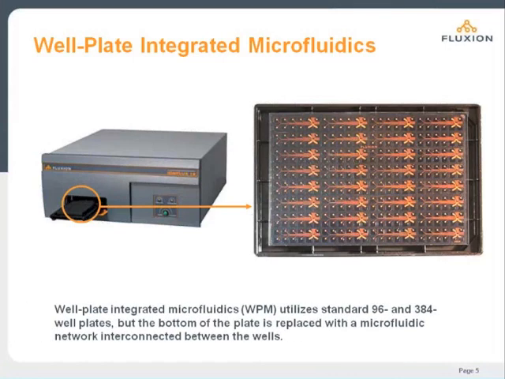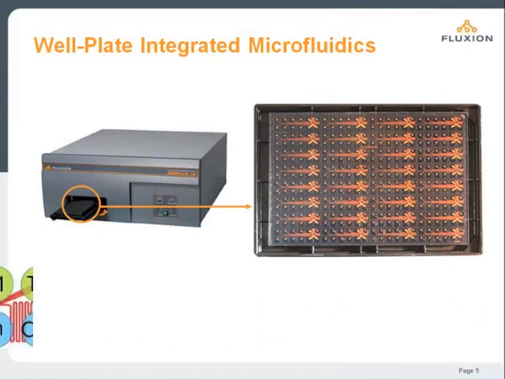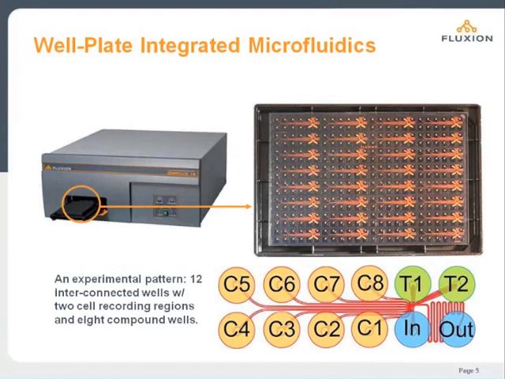Shown on the right is the bottom of an IonFlux HT plate, showing the well plate integrated microfluidic network, which consists of experimental patterns of interconnected wells. For this IonFlux HT plate, there are 32 patterns, and there will be 2 recordings produced in each experimental pattern. An experimental pattern consists of 12 interconnected wells. There are 2 recording regions, which we refer to as Trap 1 and Trap 2, T1 and T2. These are the equivalent of the patch pipette, and these wells will be filled with internal solution.